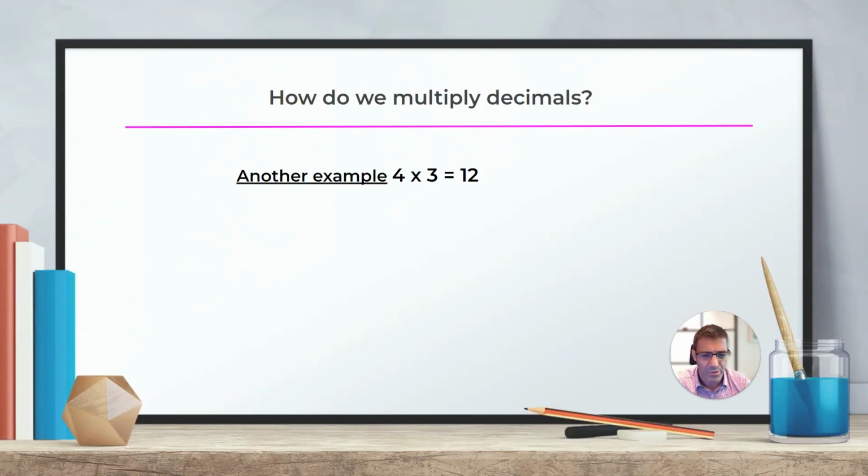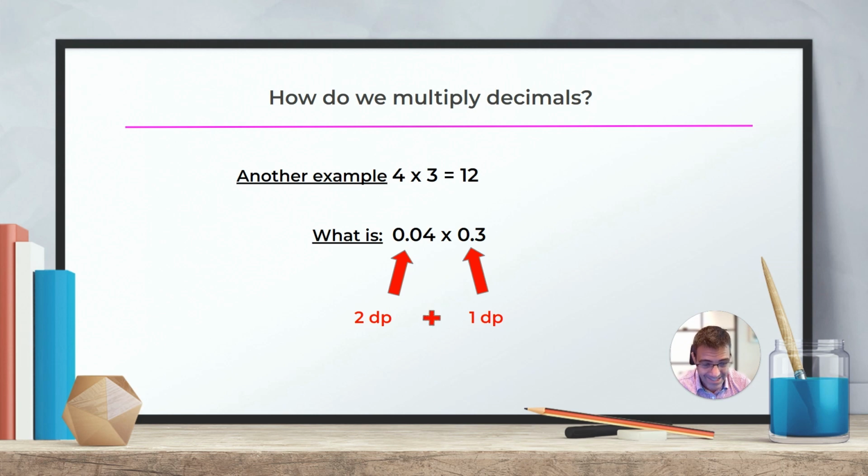Let's try another example. What about 4 times 3, which is 12? So that's a little bit different because there's a carryover, but 0.04 times 0.3 will follow the same technique. So if we have a technique, we just need to use it. So again, we have 2 decimal points. 0.3 has 1 decimal point. So what do we need to do?